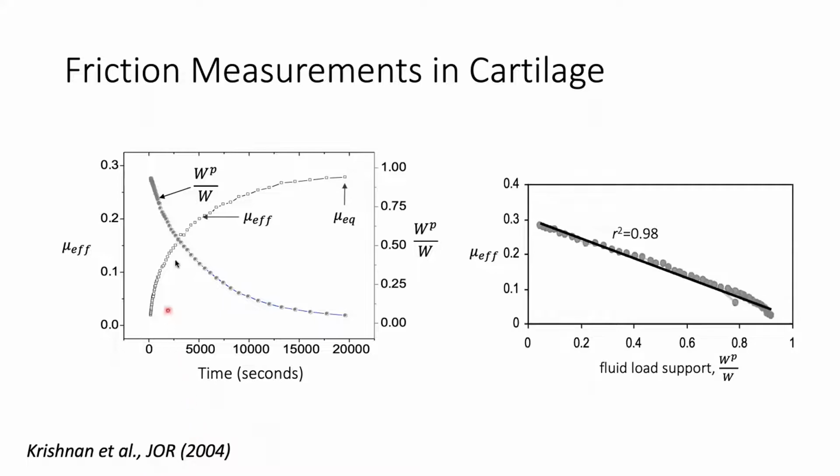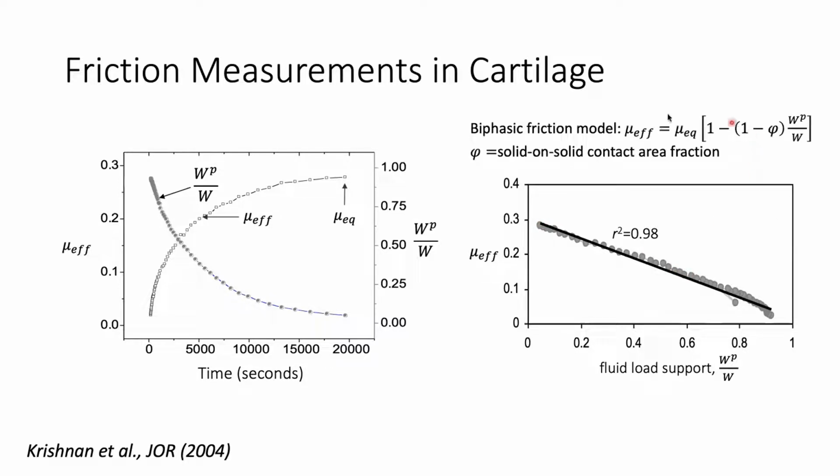So if you plot on the horizontal axis the fluid load support, and on the vertical axis the friction, we eliminate time. This is what we call a parametric plot. We eliminated time as the parameter. And what we have is that when the fluid load support is high, the friction is low. When the fluid load support is low, the friction is high. So the data follows pretty much a straight line. It makes sense to propose a constitutive model for the friction, which says that it's going to be a linear function of the fluid load support.